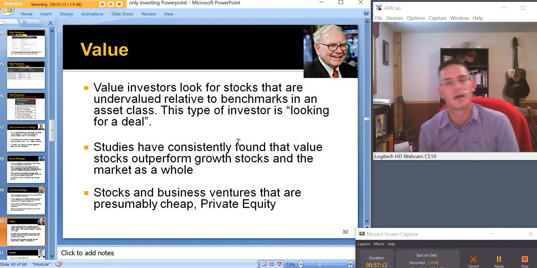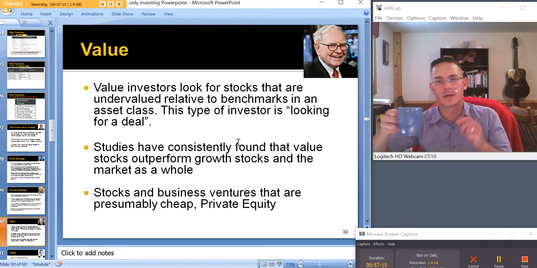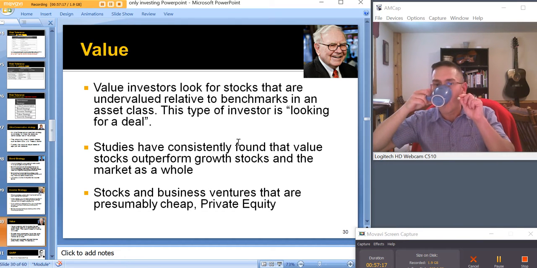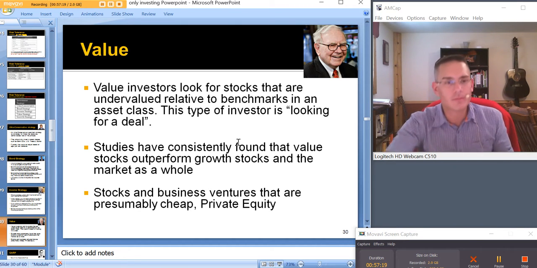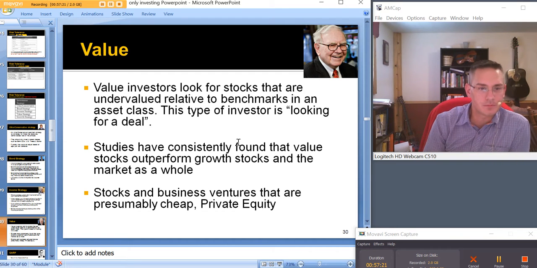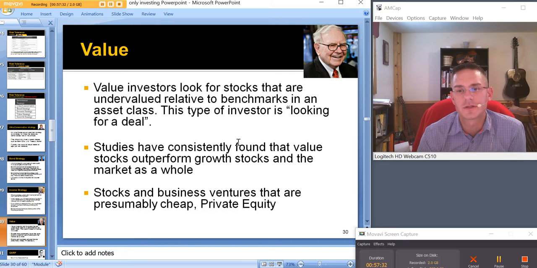Then we have the value strategy, and the most famous value investor is Warren Buffett. He's the most famous value investor ever. And these investors look for stocks that are undervalued relative to benchmarks in an asset class. In other words, they're looking for a good deal, a cheap stock.